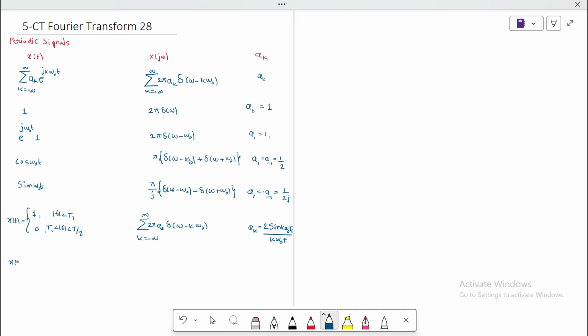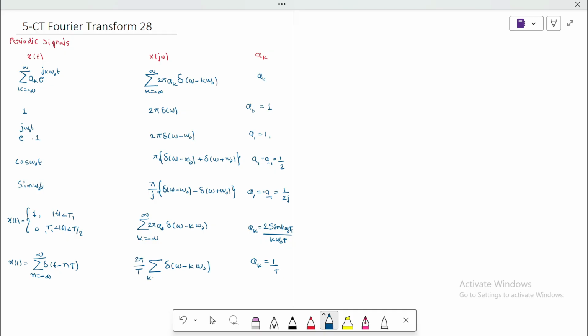The last periodic signal is the impulse train, equal to the sum of delta of t minus n into capital T, where n goes from minus infinity to plus infinity, and the time period equals capital T. For this case, the Fourier series coefficient ak equals 1 by T. Substituting this 1 by T in ak, we write the constant 2 pi by T times the sum of delta of omega minus k into omega naught.